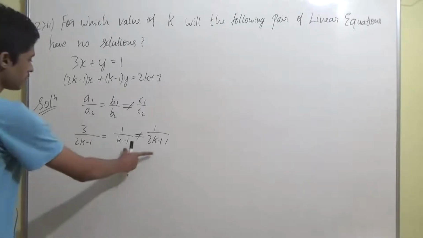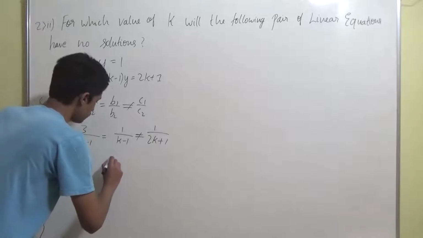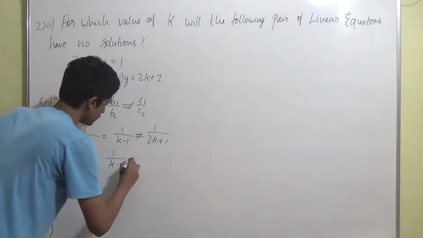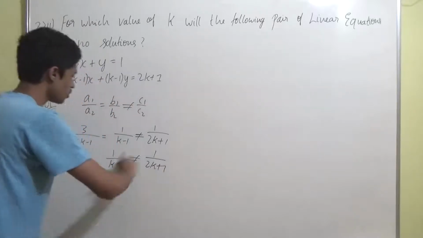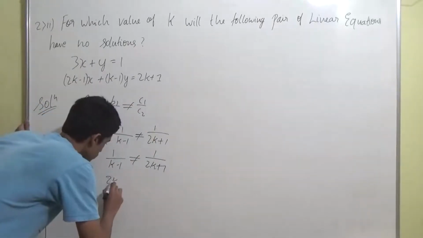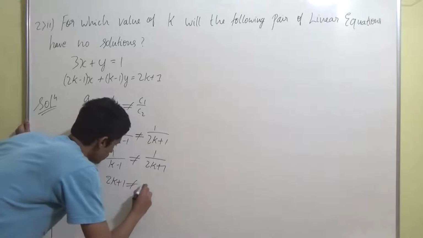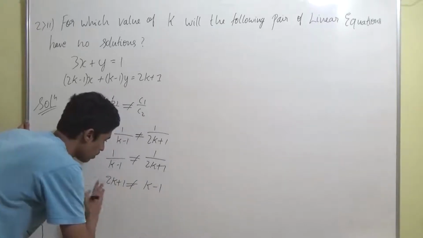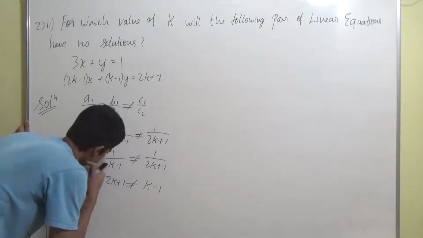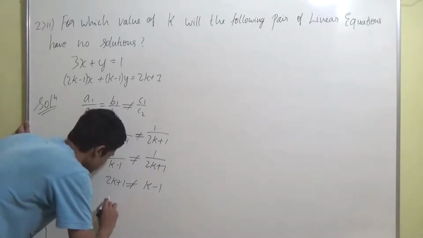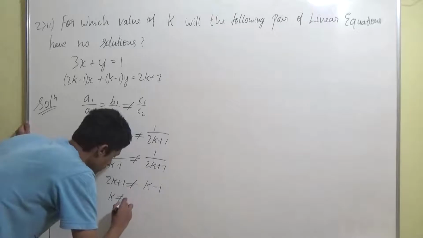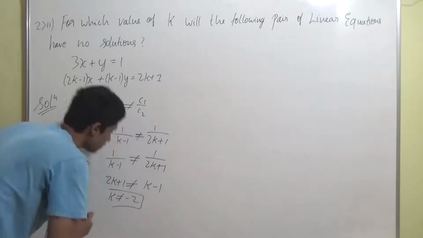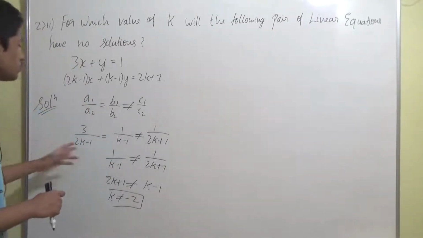Okay, let's take these two equations. So 1 by k minus 1 should not be equal to 1 by 2k plus 1. I'll do the cross multiplication now. It becomes 2k plus 1 should not be equal to k minus 1. I'll bring all k terms one side and all the numerical terms other side. So 2k minus k becomes k should not be equal to minus 1. When 1 goes other side it becomes minus 2. So k should not be equal to minus 2. This is the first condition which we got from this one.